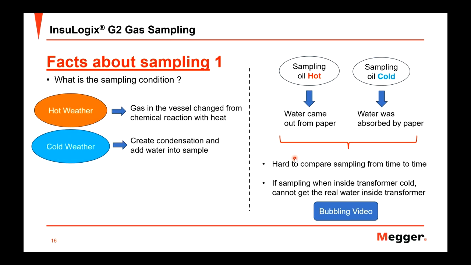Could you imagine that if you want to dry your clothes, you take your clothes out under the sun, right? And if your clothes get heated, the water will come out from your clothes and your clothes will be dry. It's the same. If you heat the paper or the cellulose inside of your transformer, the water will come out of your paper. I will show you the example here.